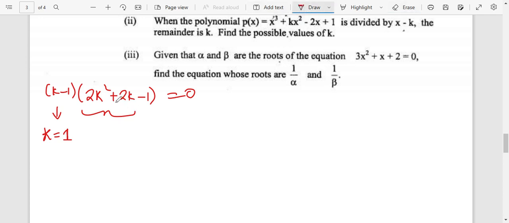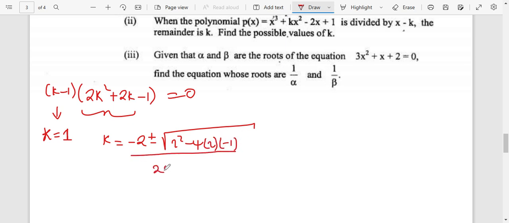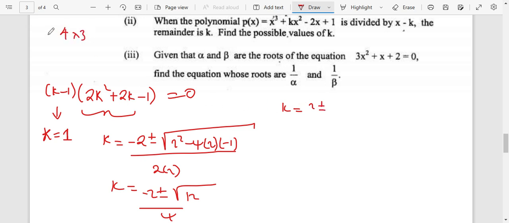So you say k is equal to negative b, negative 2, plus or minus the square root of b squared, that is 2 squared, minus 4a, which is 2, c is negative 1, over 2a. So k is going to be negative 2 plus or minus what is inside, which gives us 12, divided by 4. We know 12 is the same as 4 times 3, and the square root of 4 is 2. So this is going to be 2 root 3 over 4. Are we together up to this end?